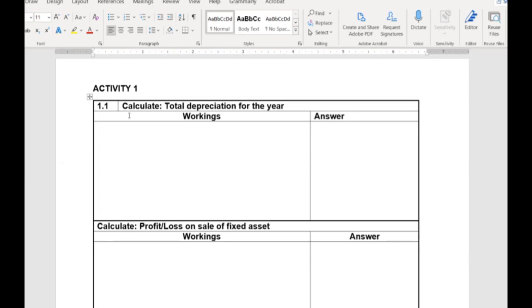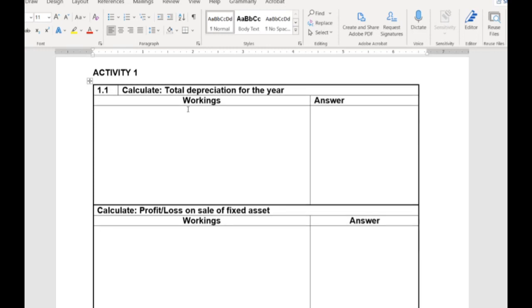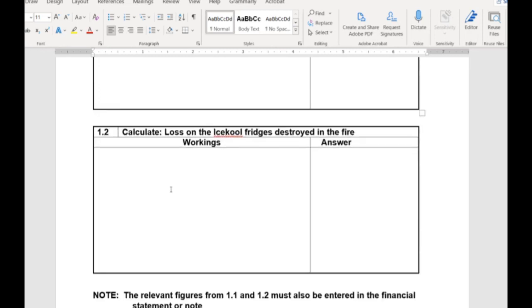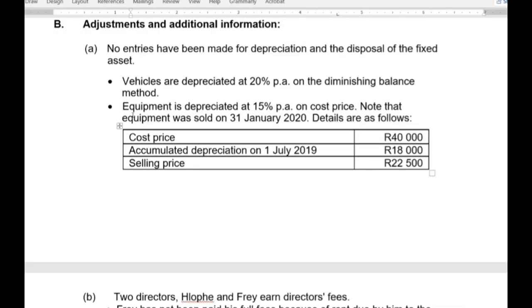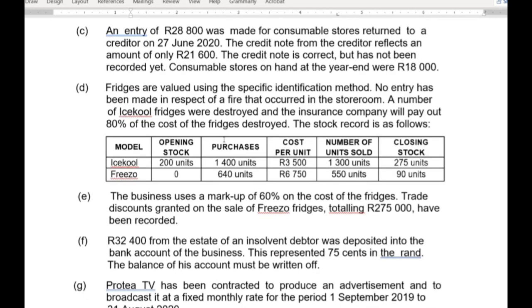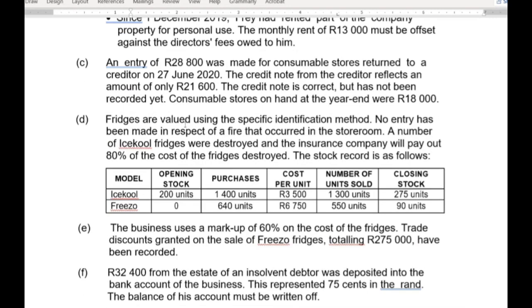So remember, I'm also giving you exam tips. So please take these exam tips. So now you work through 1.1 like we did. We finished the answer. Now we're going to go to 1.2. And now we're going to find the relevant information for 1.2. And we find it here, not by A, not B, not C, by D. Fridges are valued using the specific identification method.